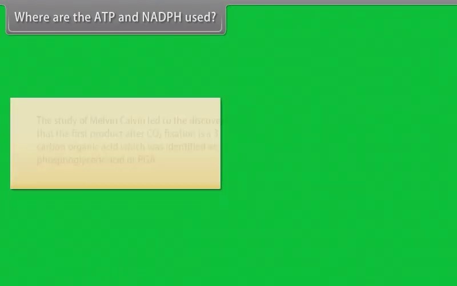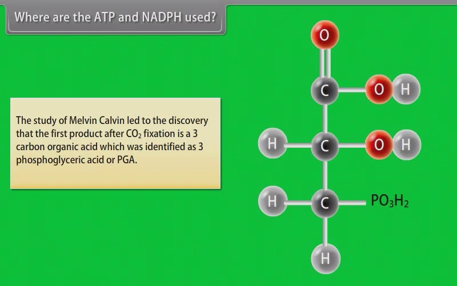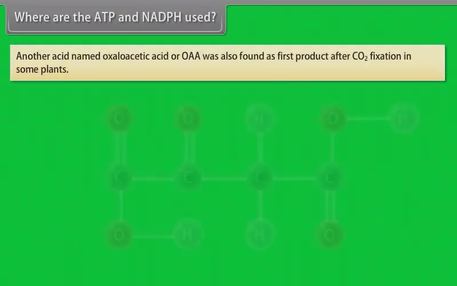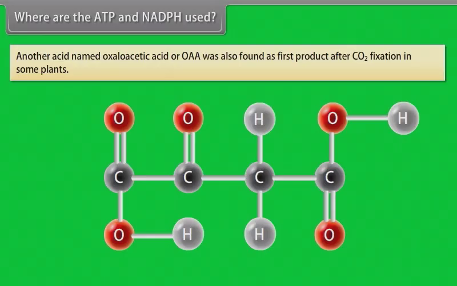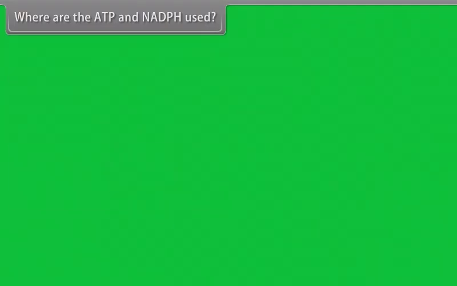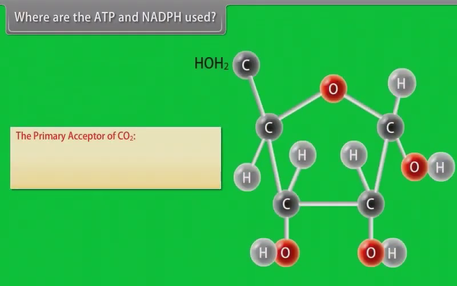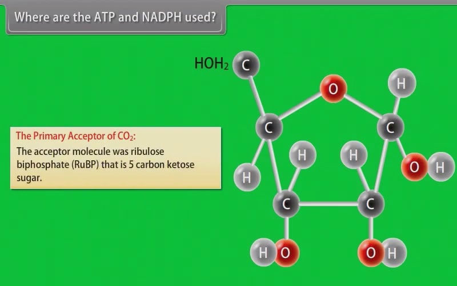The study of Melvin Calvin led to the discovery that the first product after carbon dioxide fixation is a 3-carbon organic acid, which was identified as 3-phosphoglyceric acid or PGA. Another acid named oxaloacetic acid or OAA was also found as first product after carbon dioxide fixation in some plants. The primary acceptor of CO2. The acceptor molecule was ribulose bisphosphate, RuBP, that is a 5-carbon ketose sugar.